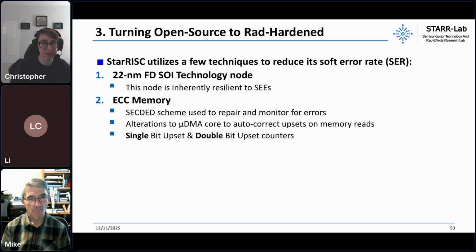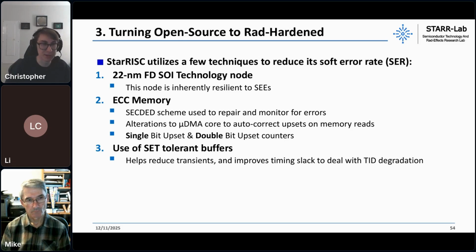The memory on board, like I said, has been protected with an ECC scheme, single error correcting and double error detecting. We have counters on board, so we can see how many of those single and double bit upsets are occurring in the memory. We also made some alterations so the device is always reading, correcting the memory, and then writing it back in, so it's abstracted from the user.